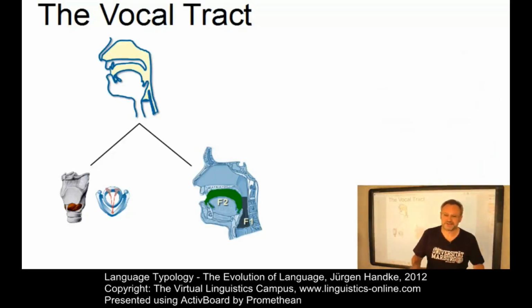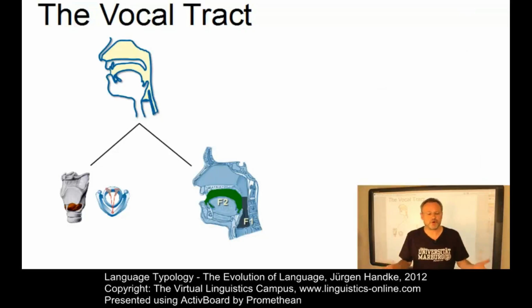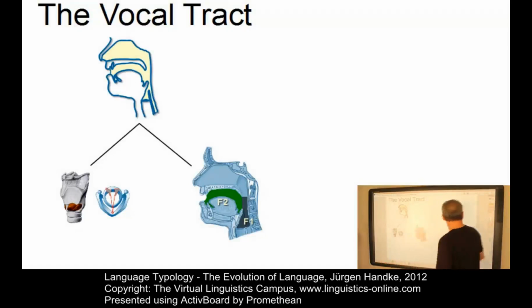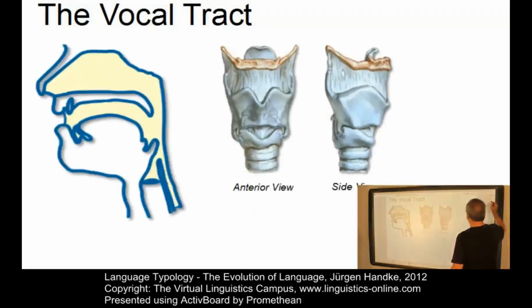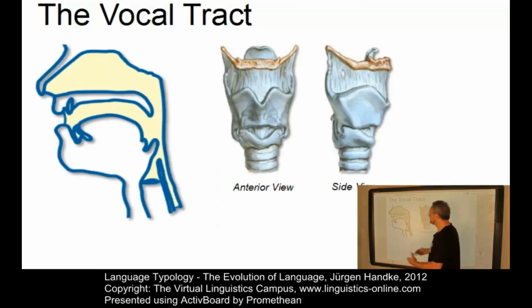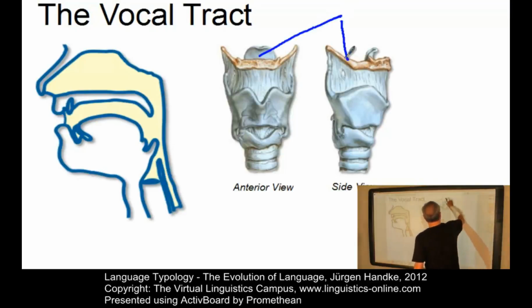Interestingly, the larynx and the size and shape of the oral cavity are closely connected. Let's look at this connection in more detail. Now here you see the vocal tract on the left-hand side and 2 views of the larynx, the anterior view and the side view. Now on top of the larynx we have a very interesting bone here in the 2 views, referred to as the hyoid bone.